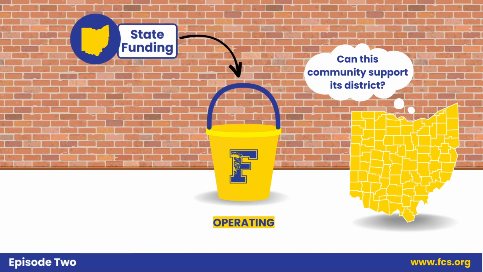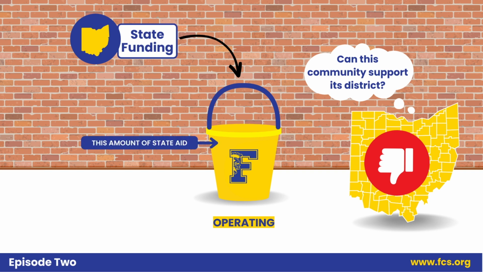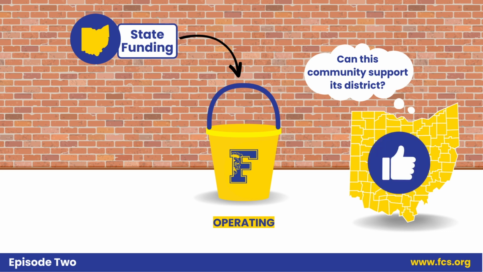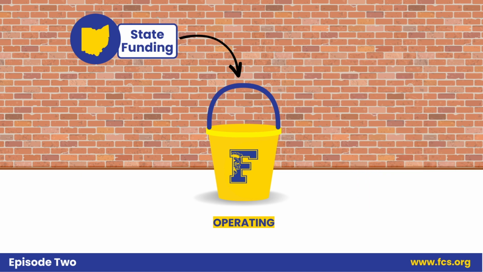If the state determines through their formula that a community does not have the capacity to support its district, then the state will put more into that district's operating bucket. If the state's formula determines that a community has the capacity to support its district through regular and routine levies, then, according to the state, that district doesn't need as much funding from the state in the operating bucket. That's just the state aid in the operating bucket so far.